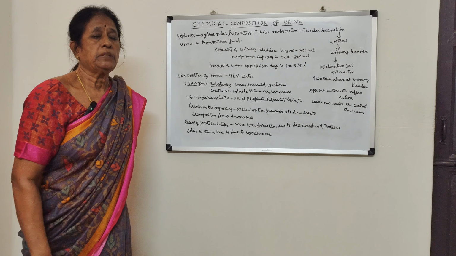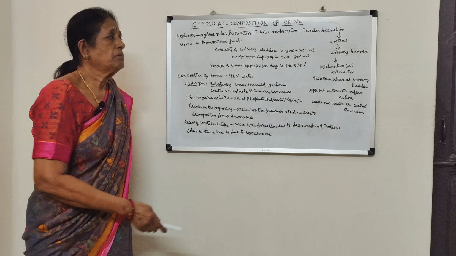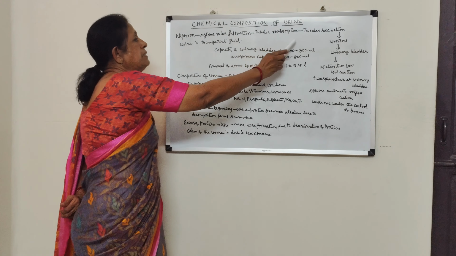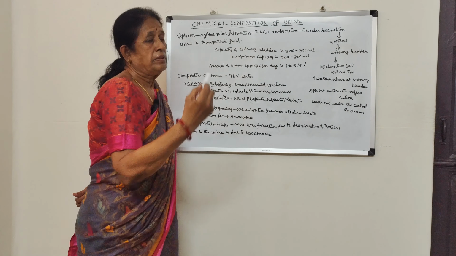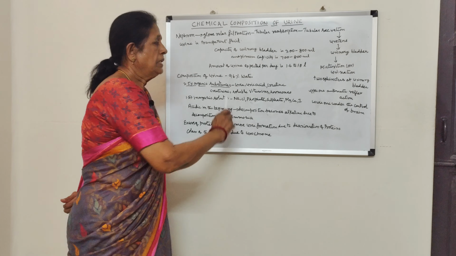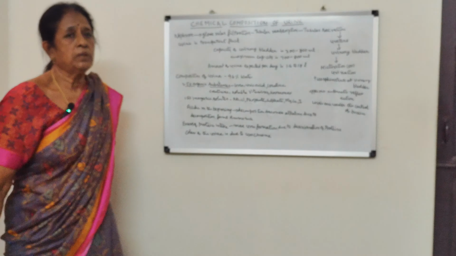But whatever food we take, the excess amount of salts, we have already seen, the excess salts are sent out of the body. So that is the chemical composition of urine.